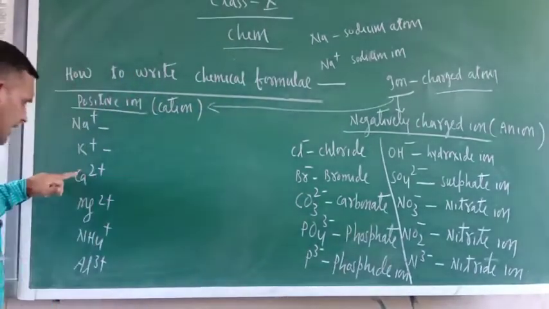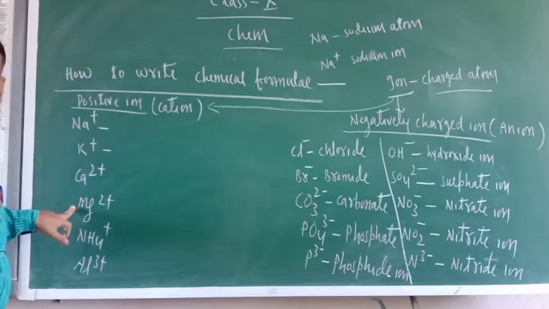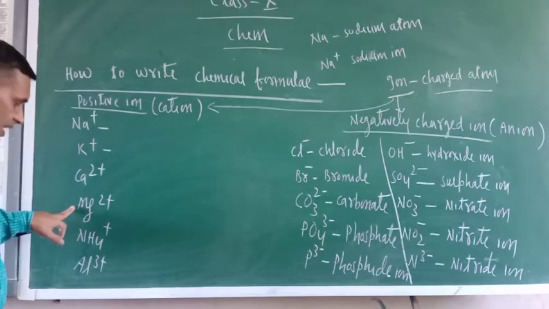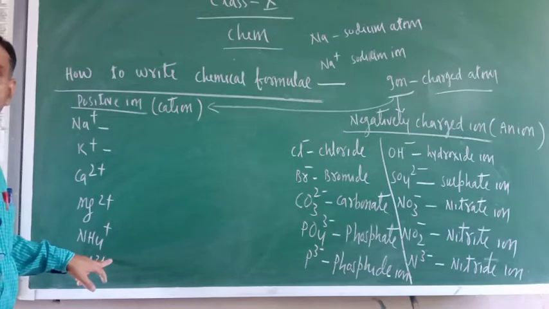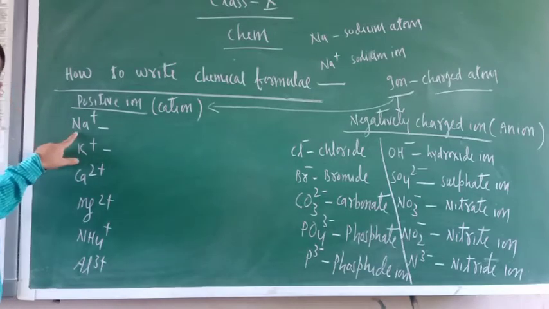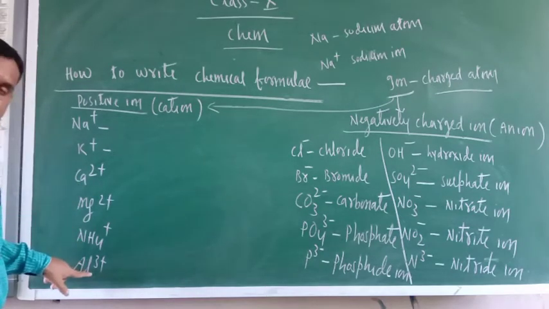Like calcium and magnesium, they are bivalent cations or bivalent positively charged ions. Similarly, aluminium is having 3 positive charges, so trivalent. Which is having 1 charge, monovalent or unipositive charged ion. Mono means 1, monovalent. Those who have got 2 positive charges are called bivalent or divalent. Which have got 3 positive charges is called trivalent.